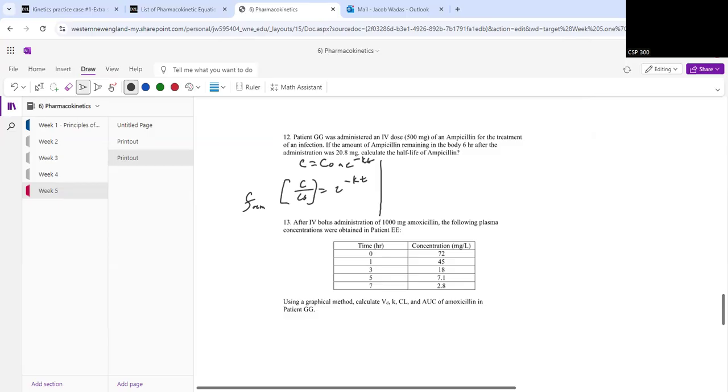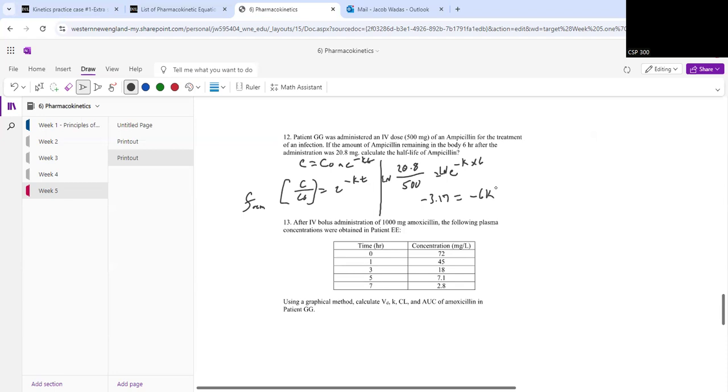So it's going to be 20.8 over 500 equals e to the negative k times 6. Then you would just take the natural log of both sides, and then you get negative 3.17 equals negative 6k. If it's 100% bioavailable, do we assume that C0 is equal to the dose?